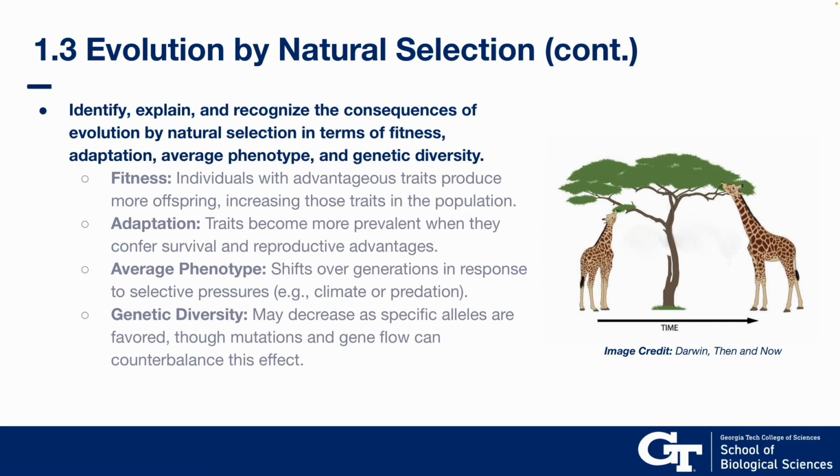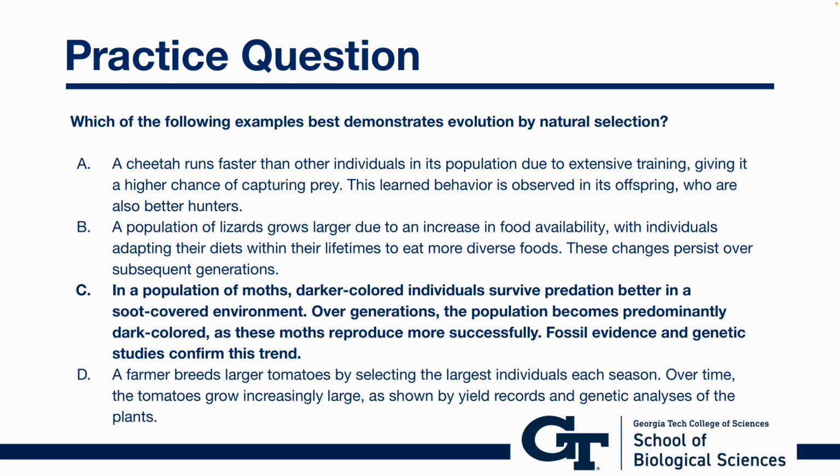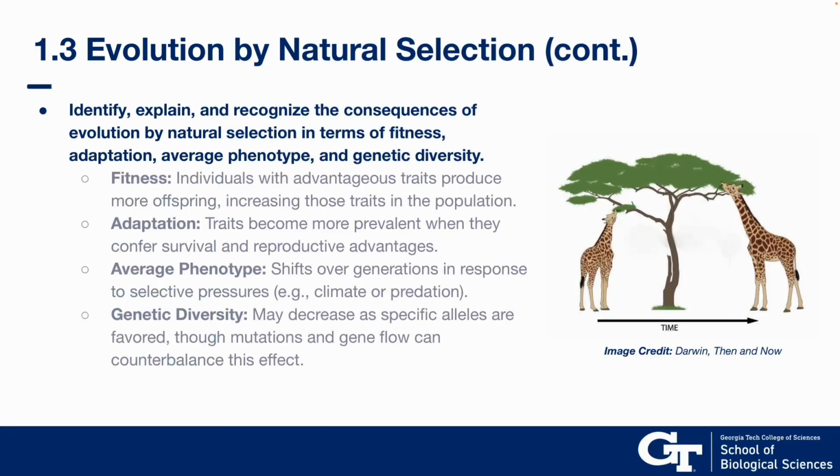There we go. And then looking at it, D is not going to be right just because that's artificial selection. We see that there's some form of an individual selecting for a certain trait, not it happening naturally. I doubt there will be a question on artificial selection.